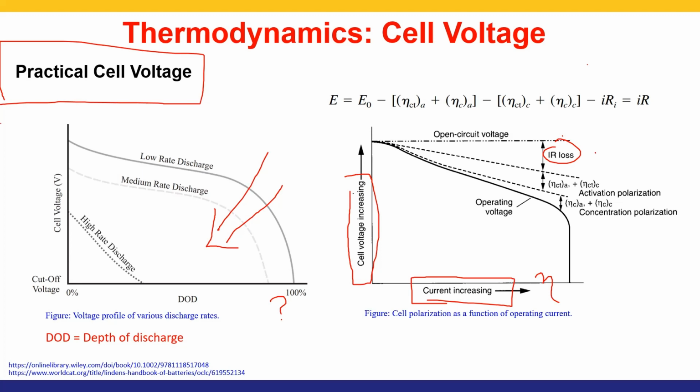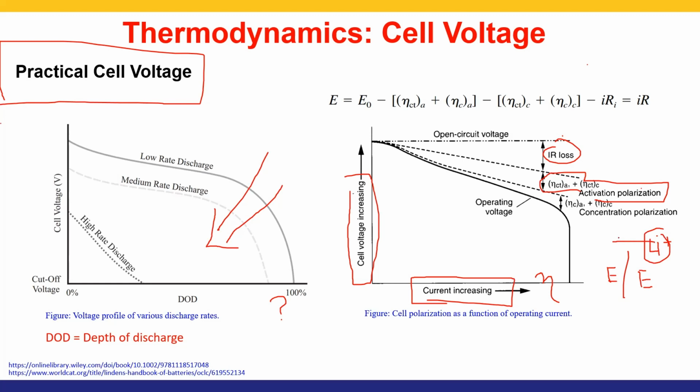And we also have the activation polarization. So when a lithium ion transports across the interface between the electrode and electrolyte, it needs to overcome a certain work function. So this will contribute to the activation polarization.